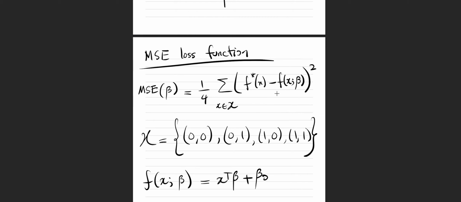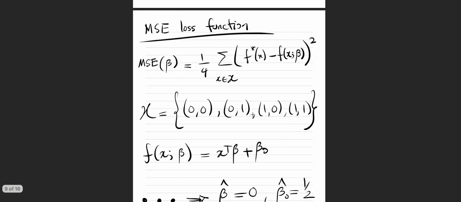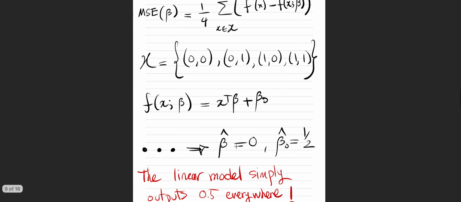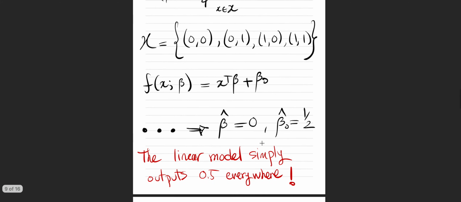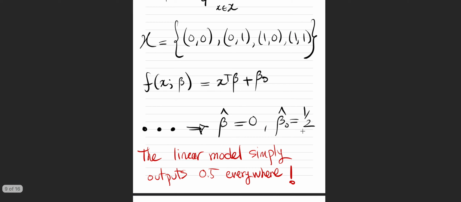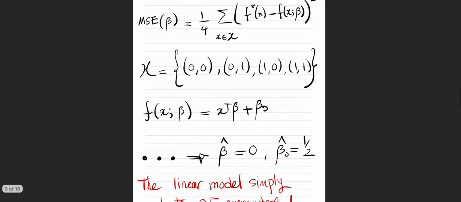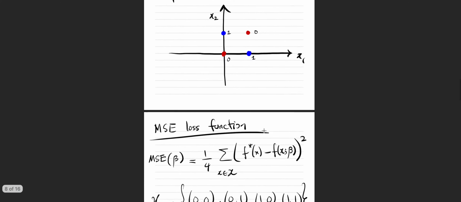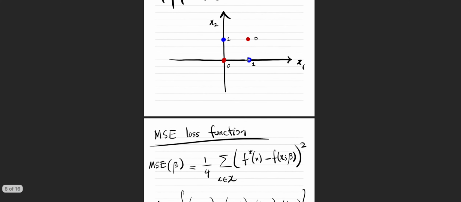If we use a linear function and fit it, take the derivative and set it to 0, what we get is that beta hat is 0 and the intercept is 0.5. So the linear model simply outputs 0.5 everywhere. Which is terrible. Just terrible.